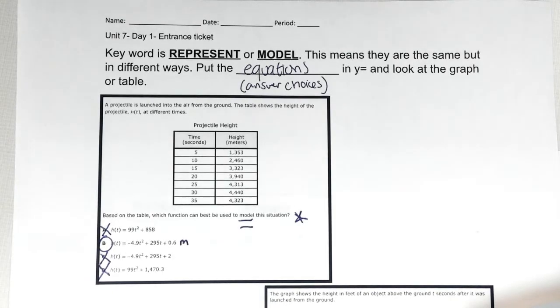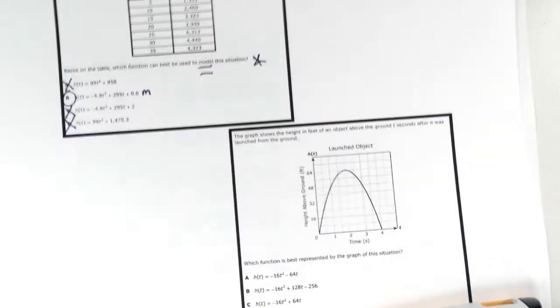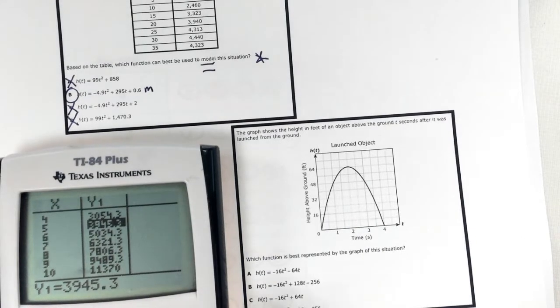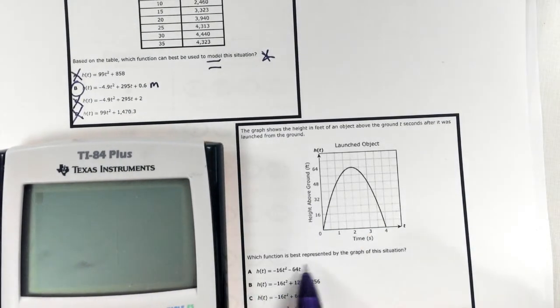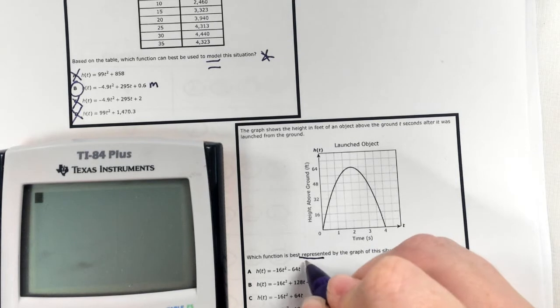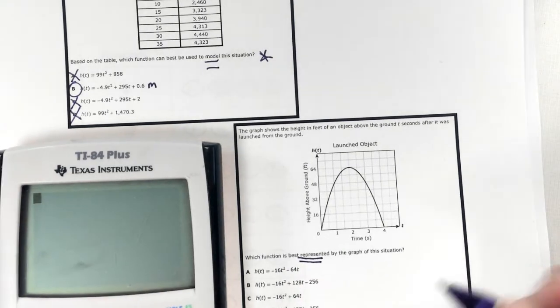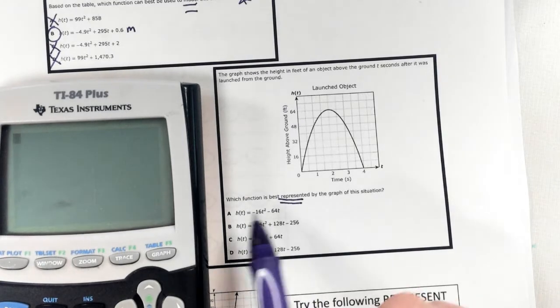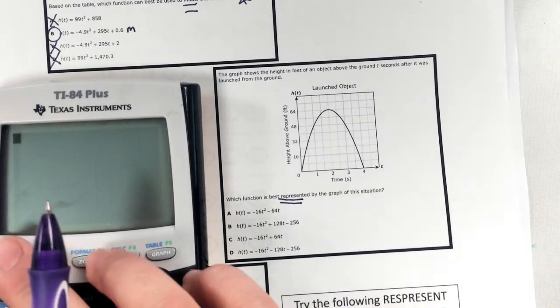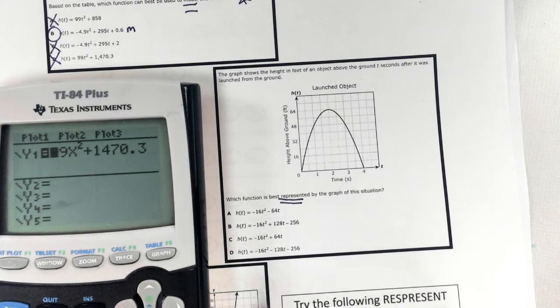Okay, let's look at the next one. Okay, this one is a graph. So if we read the question, remember, read the question first. Which function is best represented by the graph of this situation? Okay, represented. Remember, it says represent. So that's how we know to use this method. So I'm given these equations. It says which function is best represented by the graph. So best means it might not be exact. Same as the last one.